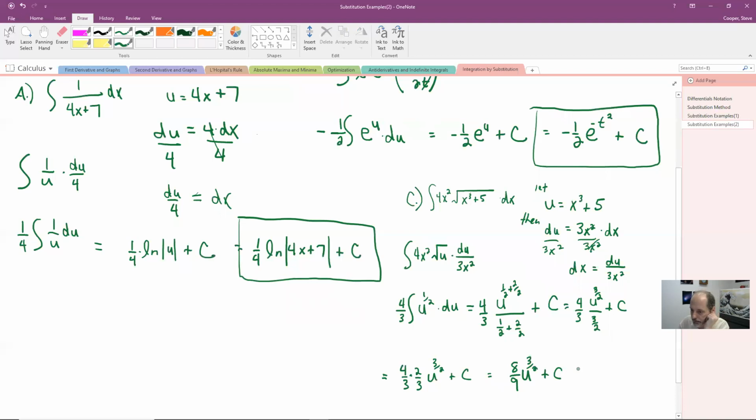Now let's get u back in the game. So that's 8/9 x cubed plus 5 to the 3/2 plus c. Okay, so that's the idea of integration by substitution.